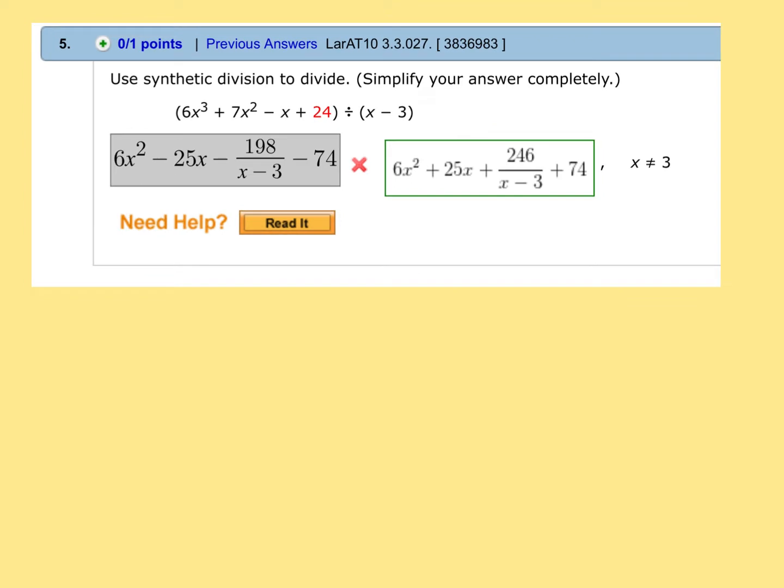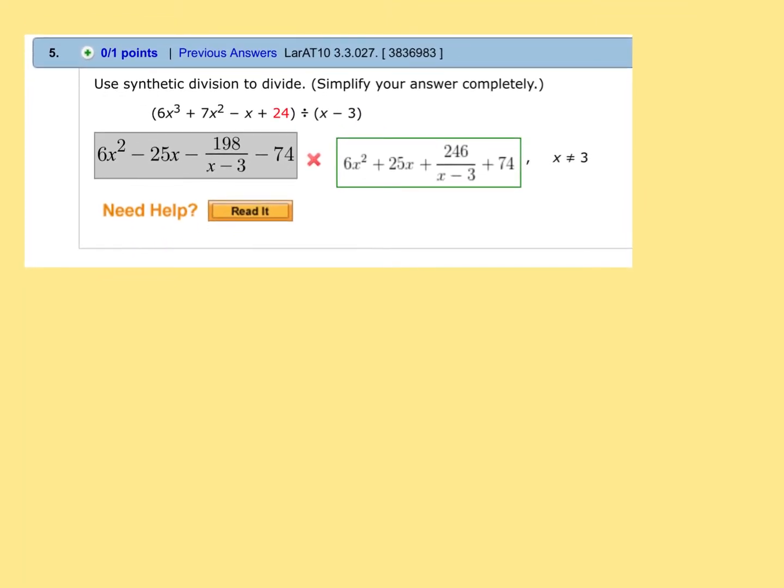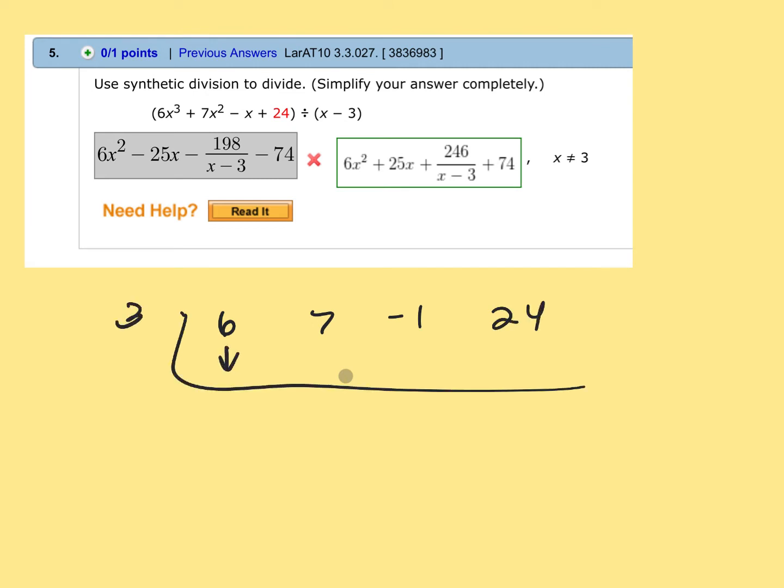All right, this is 5. So 5 said, so this is your synthetic division. So I'm not missing anything. It's in order of decreasing degree. 6, 7, negative 1, 24. And on the outside goes a positive 3. Bring down the 6, multiply it, put it in the next column, add it. Look, you put negative. Positive, add it. Yep.